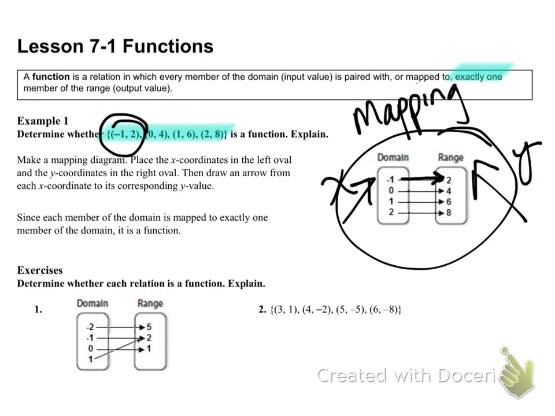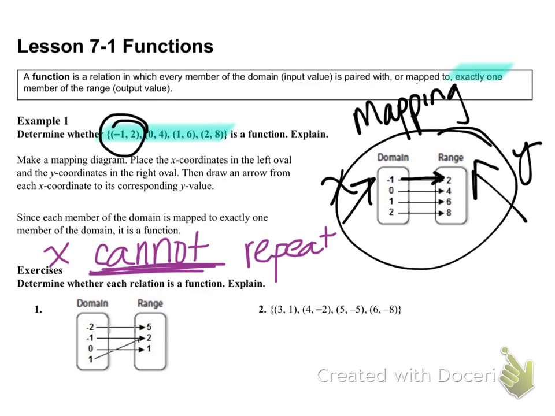When you have a mapping here, your domain cannot split. If it splits, it's not a function. But it can merge, so 0 can go to 2 here. What you're looking for basically is that x does not repeat. X cannot repeat, meaning that every single x has a certain y. So if x is 3, it cannot go to 4 and -7. That's what that means. X cannot repeat. So we'll look at that real quick.